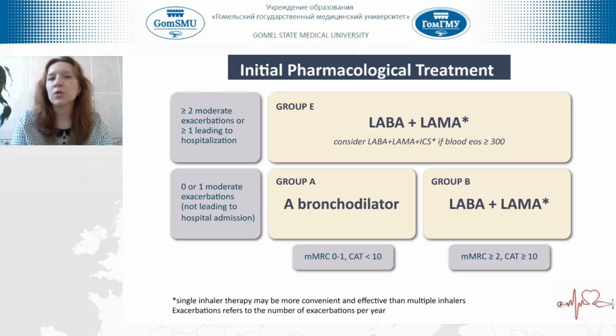This is the initial pharmacological treatment according to group A, B, or E. For group A, a bronchodilator. For group B, LABA and LAMA combination therapy may be more convenient and effective than multiple inhalers, as you can see according to these guidelines. And for group E, the combination LABA-LAMA, together with inhaled glucocorticosteroids if blood eosinophils are more or equal to 300.